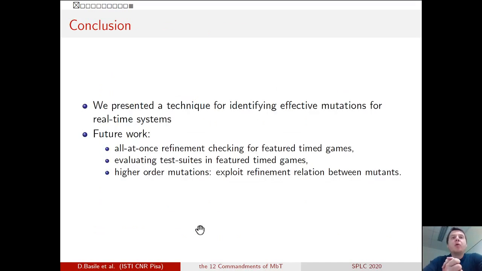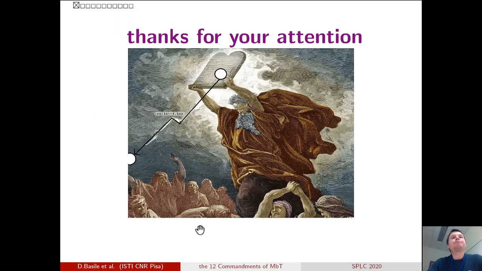So concluding the talk, we presented a technique for identifying effective mutations for real-time systems statically, and as future work, we would like to perform an all-at-once refinement checking of featured timed games to check all at once the mutants in our system on the featured timed game. We also would like to evaluate test suites in featured timed games, and we would like to explore higher order mutations, that are mutants obtained by applying more than just one mutation. And for doing that, we would like to exploit the refinement relation between mutants. And this concludes this talk, and thanks for your attention.